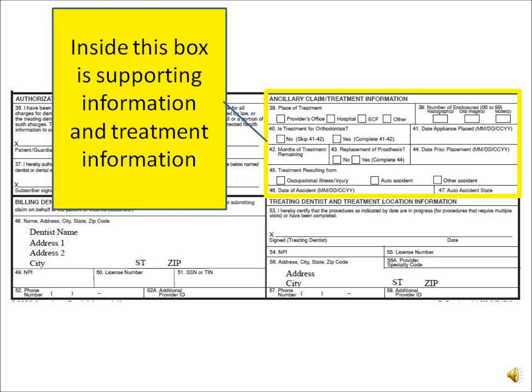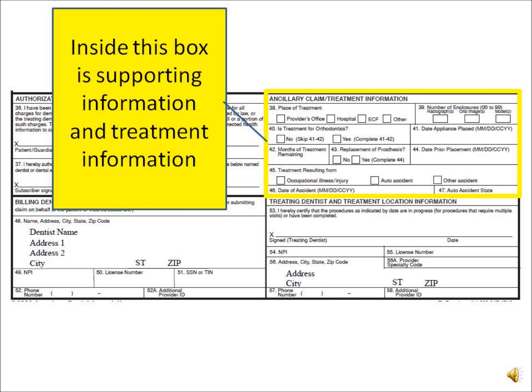41 would be when the initial banding and bonding took place of the braces. 42 would be how many months remaining for treatment. And box 43 would be if we are doing a crown, bridge, or partial or denture, and we are replacing an existing apparatus. In that case, we would check off yes, and then for box 44, we would put the date of the initial placement of that particular crown, bridge, partial, or denture.